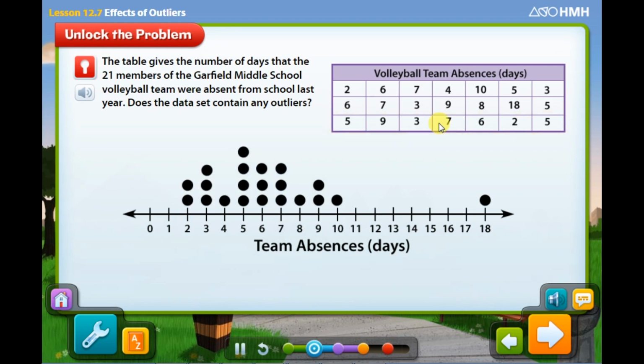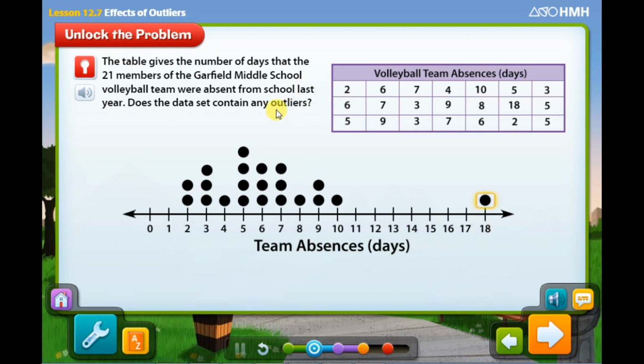That's it. Now all 21 data values are plotted on the number line. Did you notice that most of the data values are between 2 and 10? Yes, I noticed. What about the value that appears to be much greater than the rest of the data values? 18 is a little bit weird. It's way bigger than the other numbers. All the numbers are between 2 and 10, but 18 is far from the other numbers. And this is the outlier here.